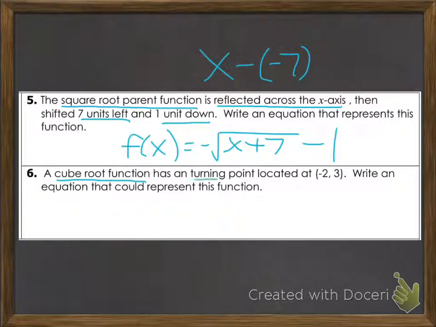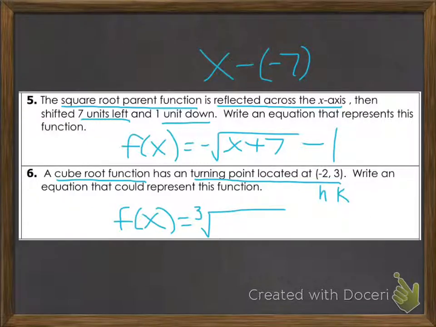It has a turning point located at -2 and 3. And remember, the turning point is always represented by h and k. And let's write our equation here. So f of x equals, and there's no reflection here, so we're not going to have a negative. So I don't really need to put room, but I do need a cube root. So our turning point is -2, 3. -2 is going to be my h here.